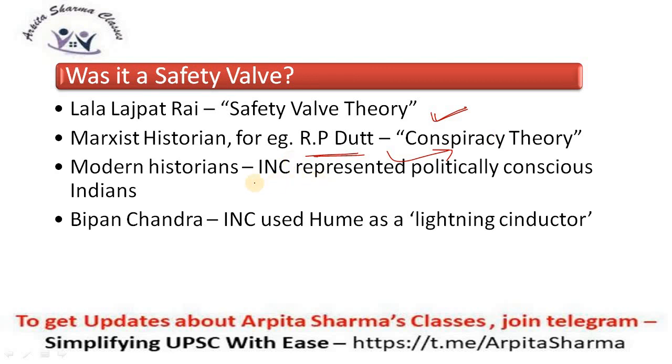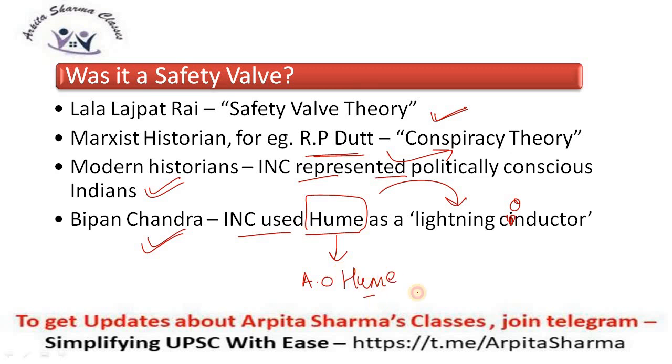Some modern historians said that INC represented the politically conscious Indians, whereas Bipin Chandra, who was also a historian, said that INC used A.O. Hume as a lightning conductor. So what did Bipin Chandra say? He said that the members of INC used A.O. Hume as a lightning conductor for their own advantage, for their own benefit.